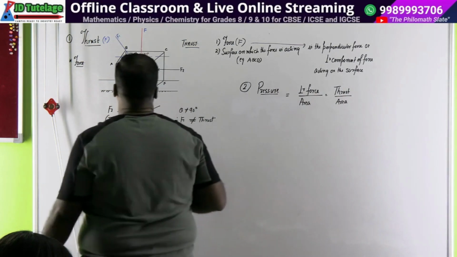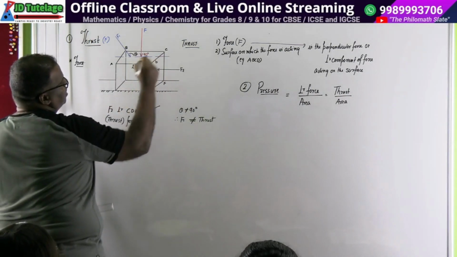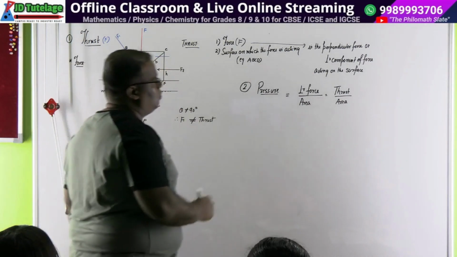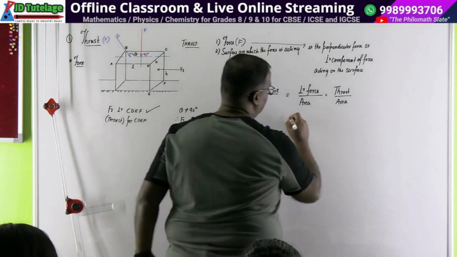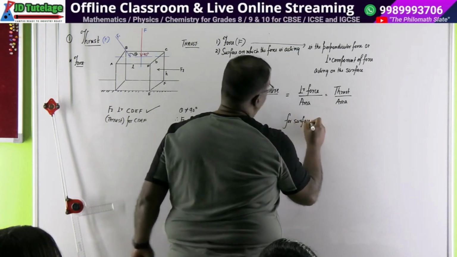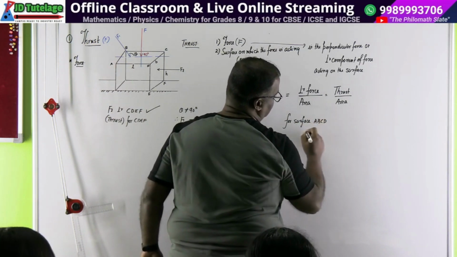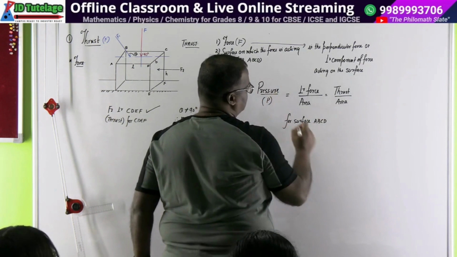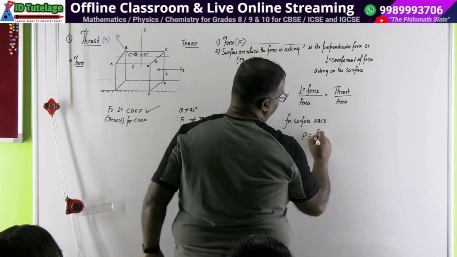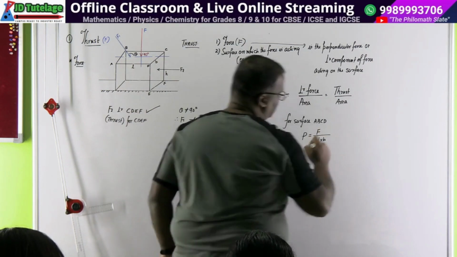So let's put this area as, say, let this be L and let this be B, and let this thing be H. So if you look for surface ABCD, the pressure is denoted by P. P will be given as, what is thrust? F upon the area of ABCD, and the area of ABCD is L into B. Did you understand this?